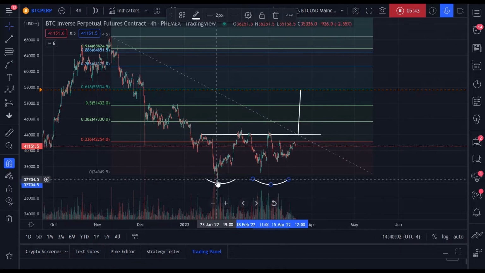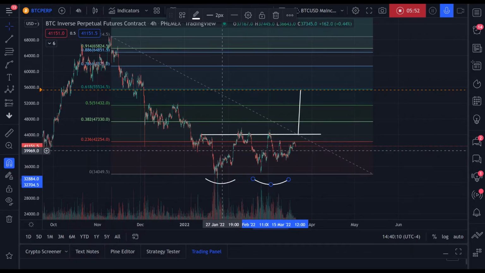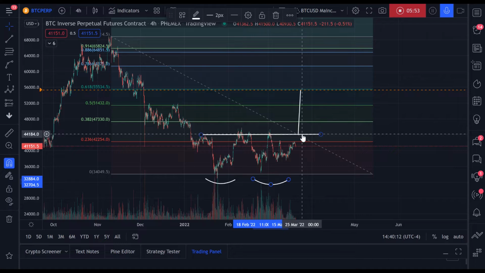And the target is just basically the longest distance, from the head, the furthest from the neckline, to the neckline, right? Point of breakout, which would be around here. And that gives a target of exactly where your 618 lies. So I believe that we're targeting the 618. This is where I plan to take profits.